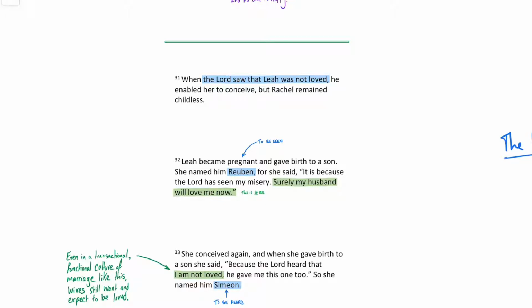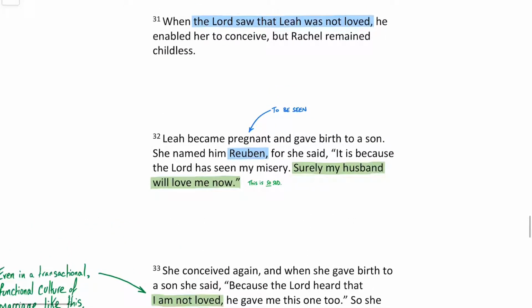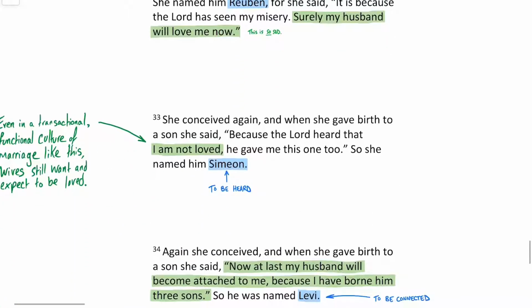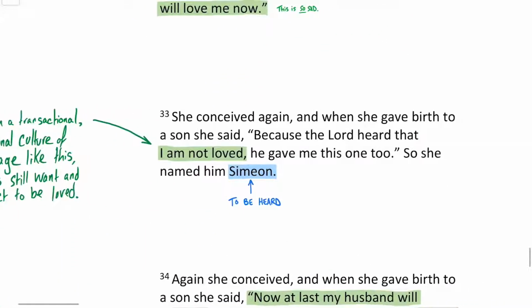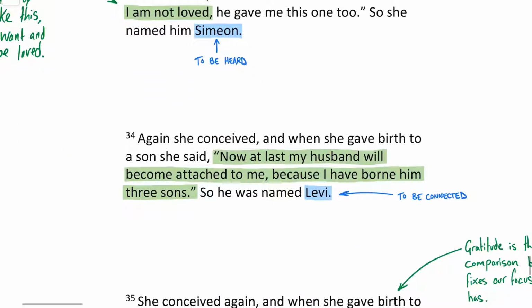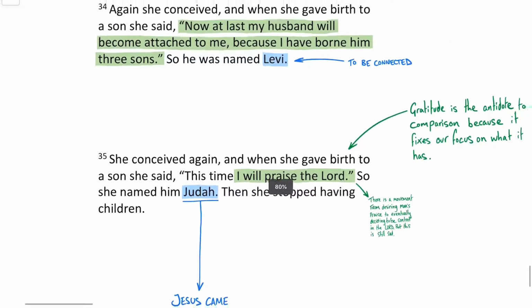So she has her first three kids, Reuben, Simeon, and then Levi. What's really cool is the names of the kids, what they mean. Reuben means to be seen, which is something she wanted from her husband. Simeon means to be heard, and she really wanted her husband to hear her, listen to her. And the third one, Levi, means to be attached or connected, have connection. And again, something that she desperately wanted from her husband. And then it's after her third one that there's this turning point.